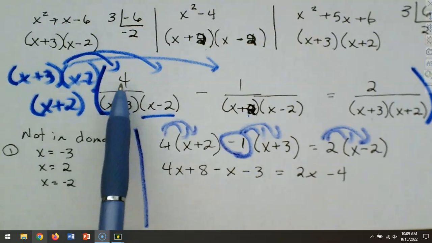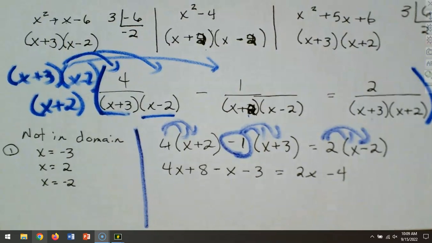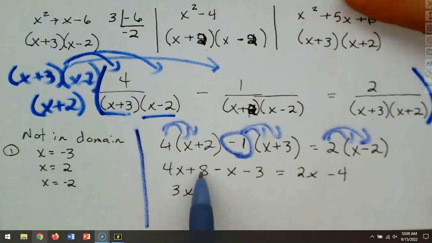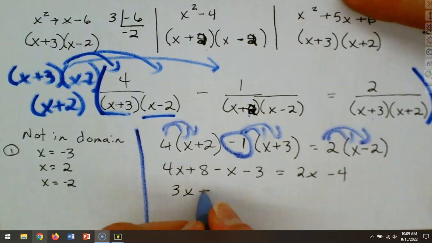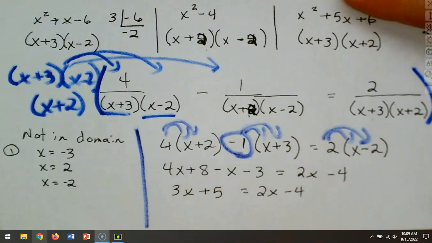Now, when we distribute it through, these are going to cancel. So across, we get to this part. Now we combine like terms. So 4x and a minus x makes it a 3x. And 8 minus 3 makes it a 5. And that equals 2x minus 4. Move that 2x over. Move the 5 over as well.